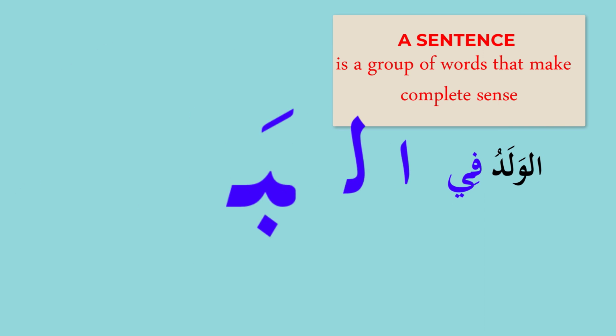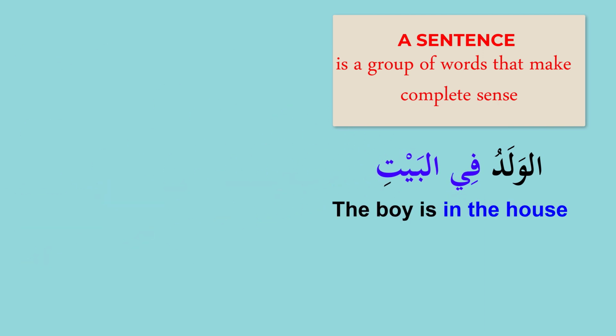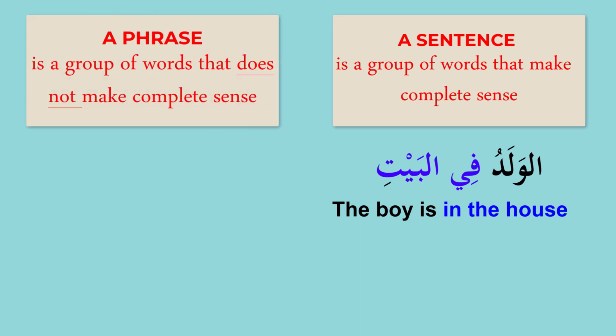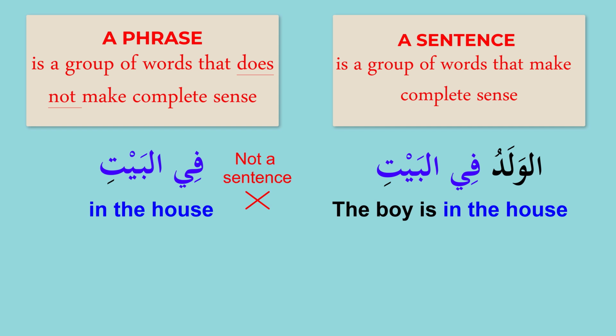Are you with me? What is sentence? A group of words which make complete sense. What is phrase? It's a group of words, but it does not give you complete sense. Are you with me, brother? If I tell you fil bayti, translate, in the house, is it a sentence? No. What is it? Phrase. What do you call phrase in Arabic? A beautiful thing that you call in Arabic. Huh? Are you ready to write down? Shibhu jumla.